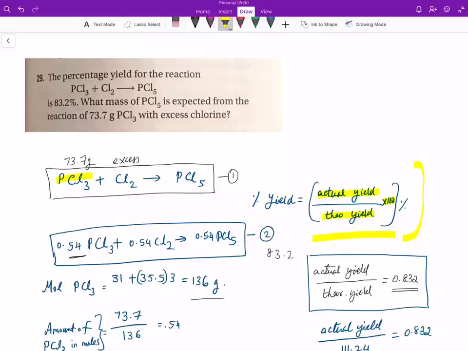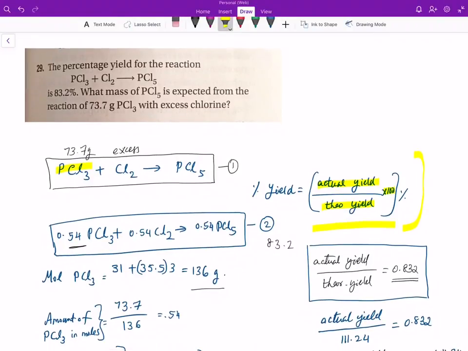Let me recap what we did so far. What is given is the percentage yield. And we know that percentage yield is actual yield divided by theoretical yield times 100. That much percentage, okay? It is also given that the amount of PCl3 available is 73.7 grams.